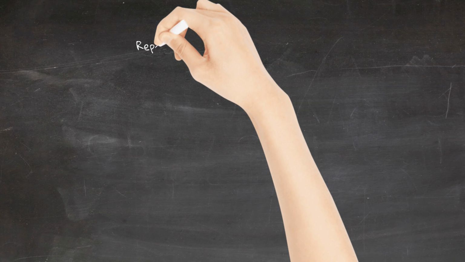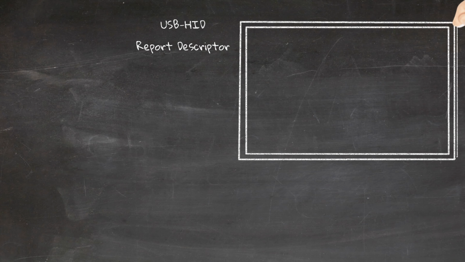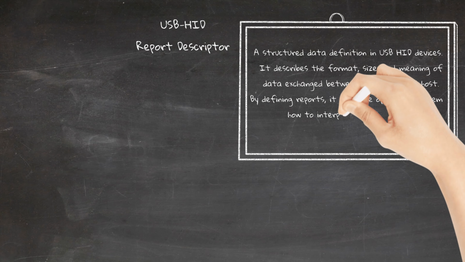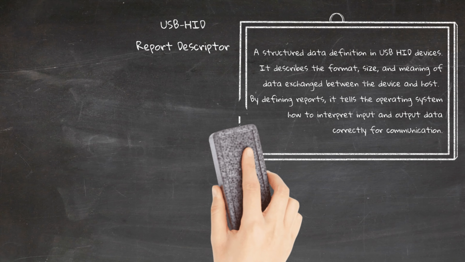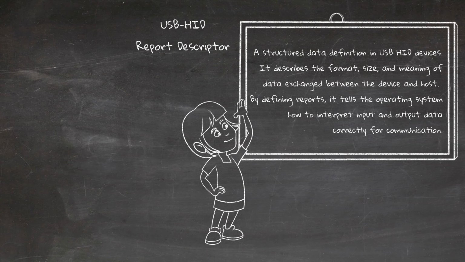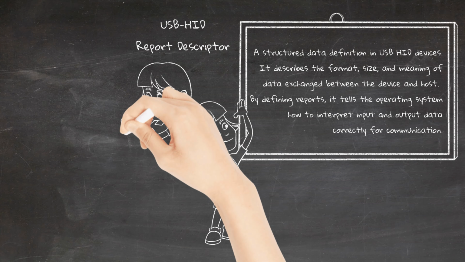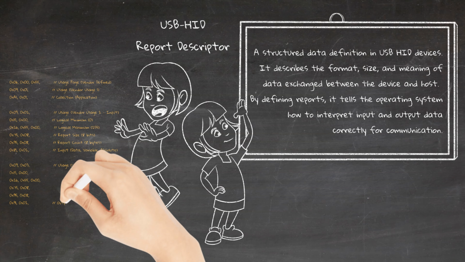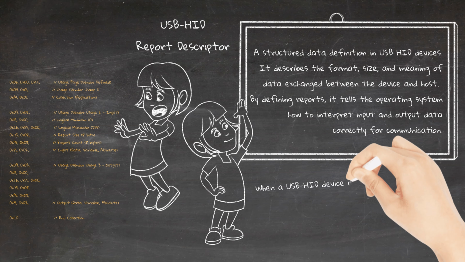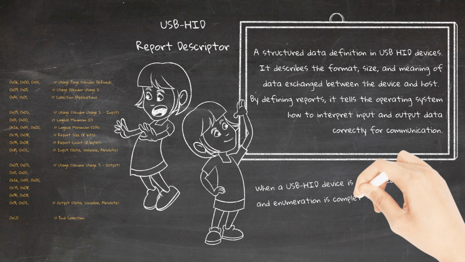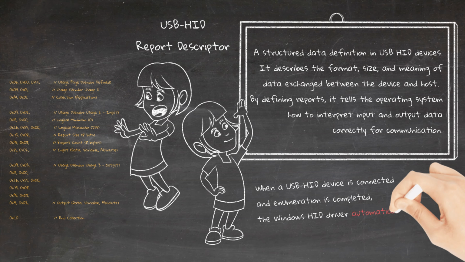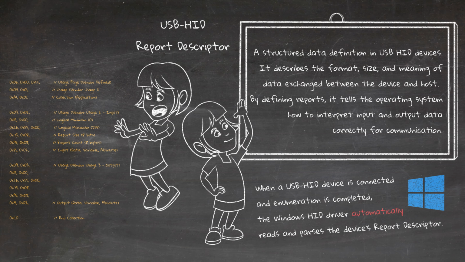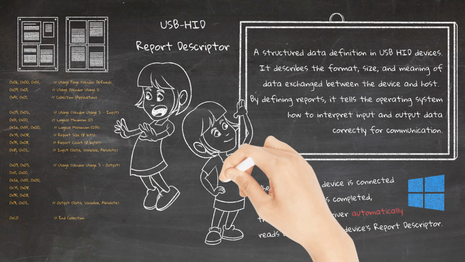Now, an important concept here is the report descriptor. The report descriptor defines the structure of the data exchanged between the device and the host. It specifies the format, size, and meaning of each data packet. In other words, it tells the operating system how to interpret the data correctly. When a USB HID device is connected and enumeration is completed, the Windows HID driver will automatically read and parse this descriptor. So, the report descriptor is essentially the core of HID communication.